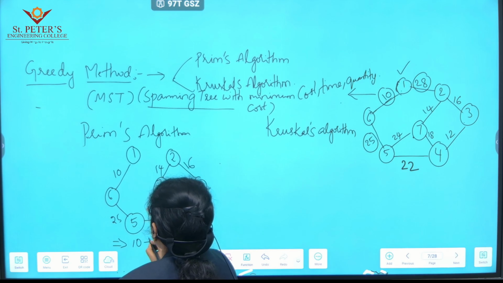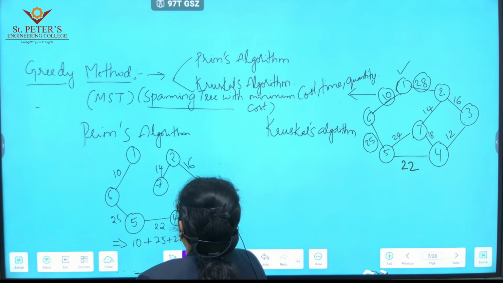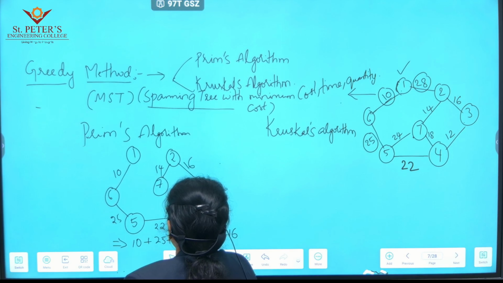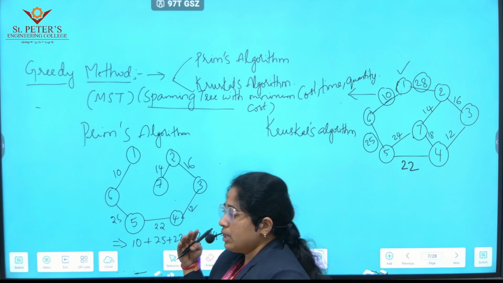10, 25, 22, 12, 14 and 16. Okay. What is the weight? Total minimum cost 20. Okay. This is about Prim's algorithm.